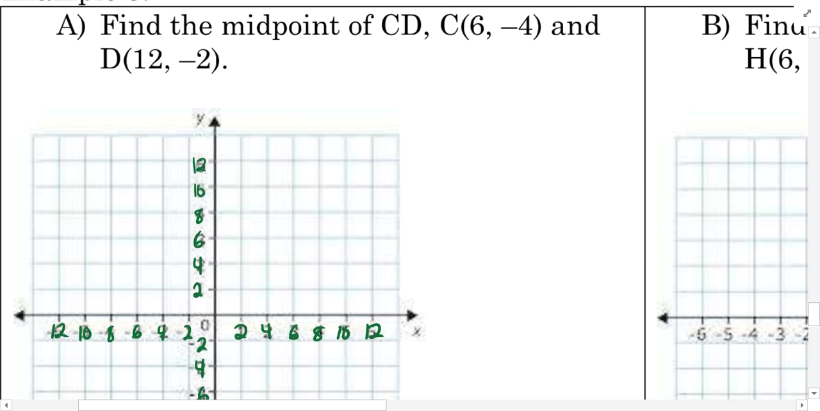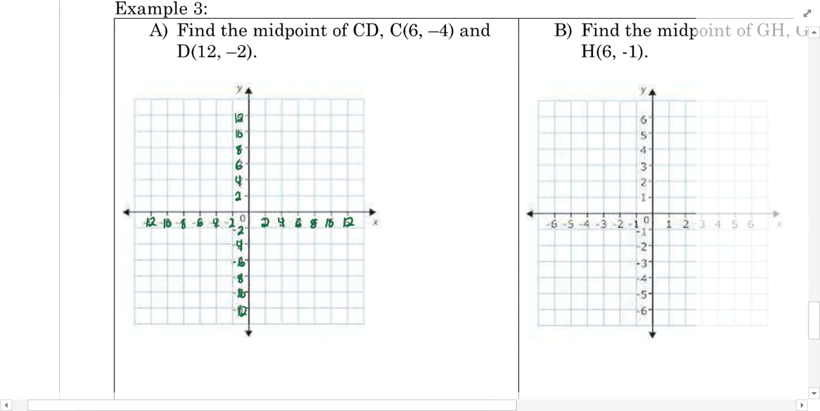Alright, so let's plot this point. So C is at 6, -4, so we'll put C there, and then D is at 12, -2, which is right there.